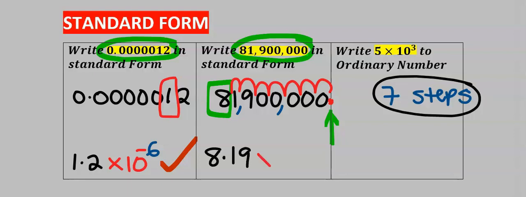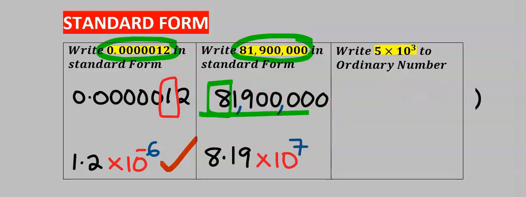Next, we're going to multiply this by 10. Next, we're going to write the number of steps at the power of 10. Here it is 7. And because this is a large number, this 7 will remain positive, and this is our answer.